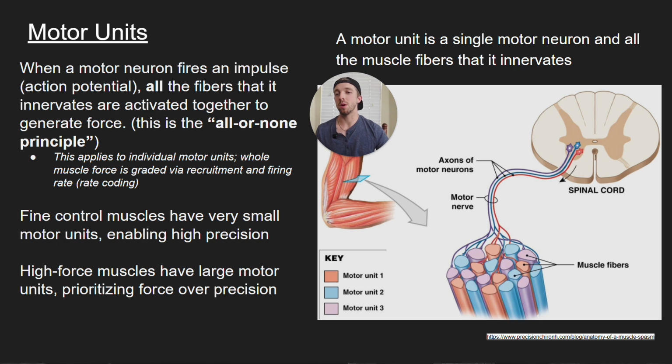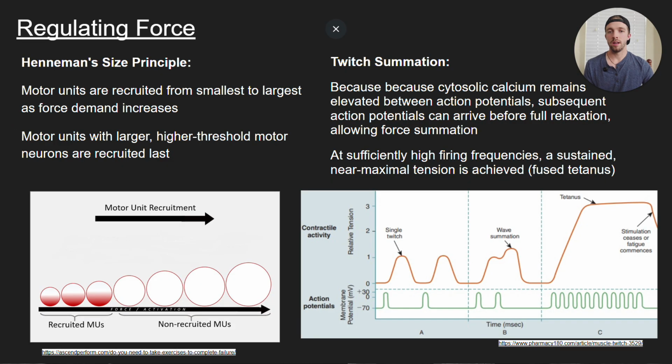Now, an important concept: when a motor neuron fires an action potential, or an impulse, or a signal, every single one of those fibers that is innervated by it will generate force. This is called the all or none principle. Remember, this is only per motor unit. This doesn't mean that your entire muscle either fires or it doesn't. It just means that all of those fibers of a specific motor unit will fire or not fire.